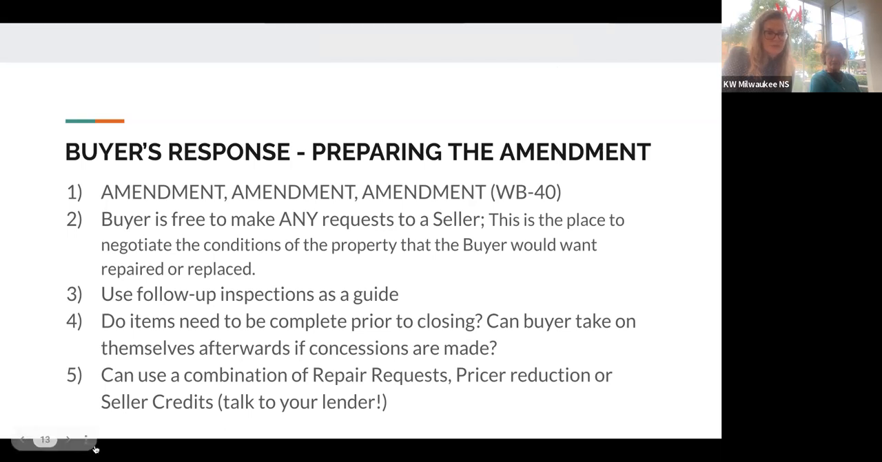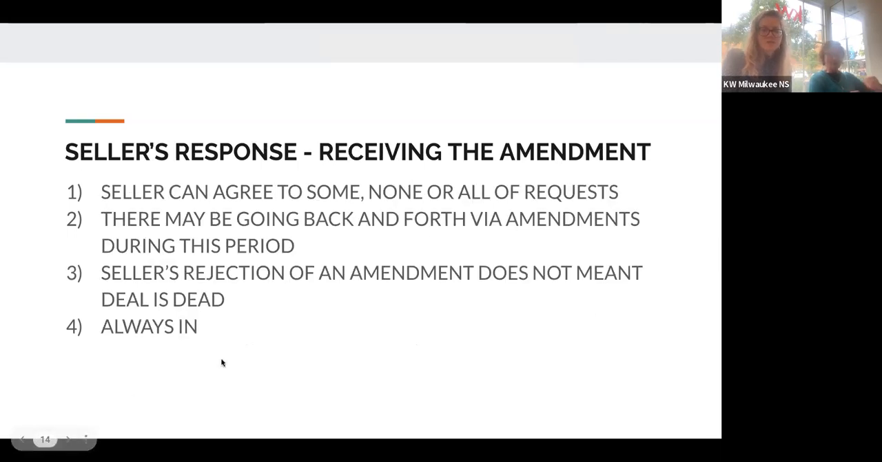Gosh, you guys, we're running out of time. So, the seller's response, now receiving this amendment. The buyer has delivered their amendment: Okay, Mr. Seller, this is what I would like to see done now that I've learned all about these things in the inspection report.